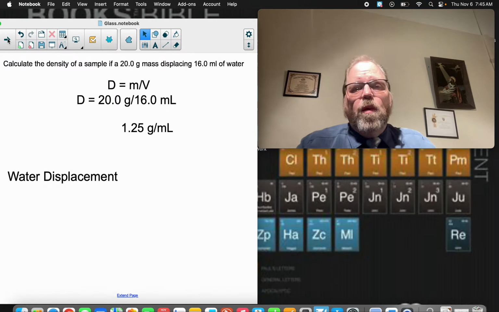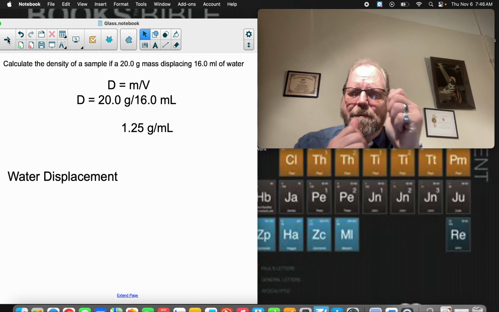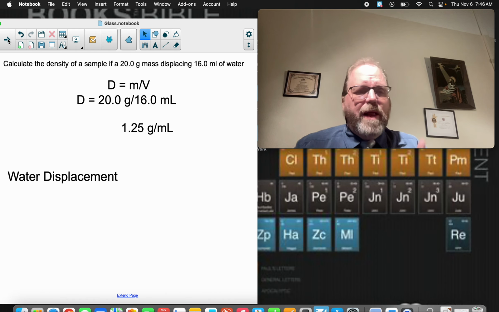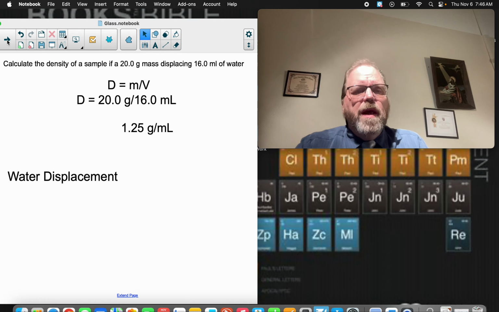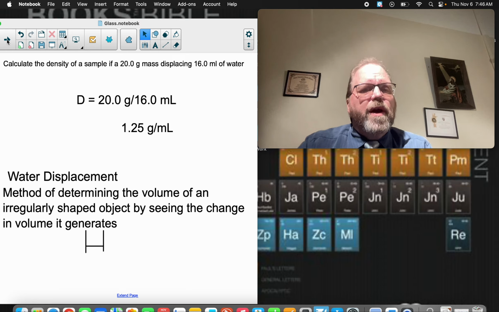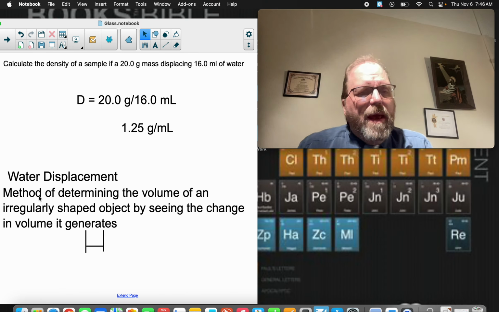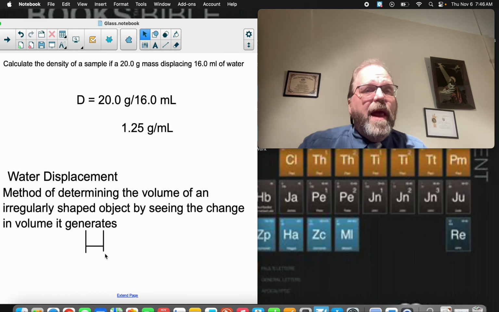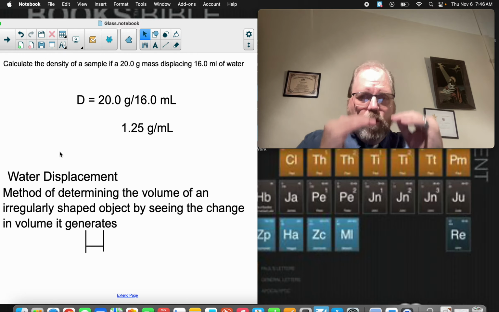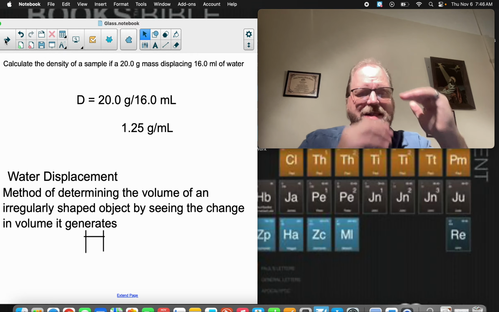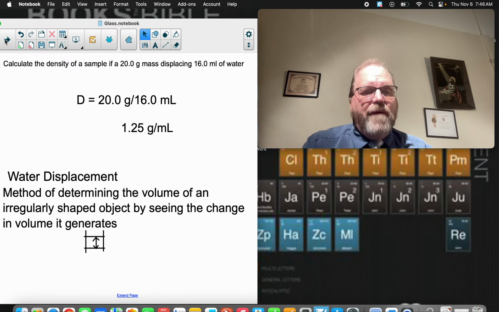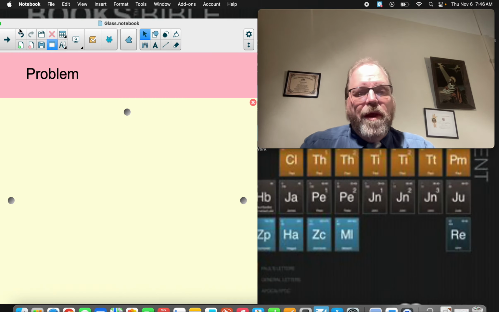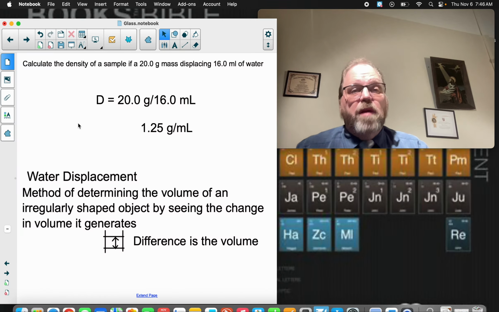Now, there is the way that we find the volume, because we can't exactly measure a piece of shard glass. So we do something called water displacement. We take a volume of water and we throw the item into it, and the water will rise. By knowing the difference from what it was to what it is afterwards, that's how we have it. It is a method to determine the volume of an irregularly shaped object by seeing the change in volume it generates.